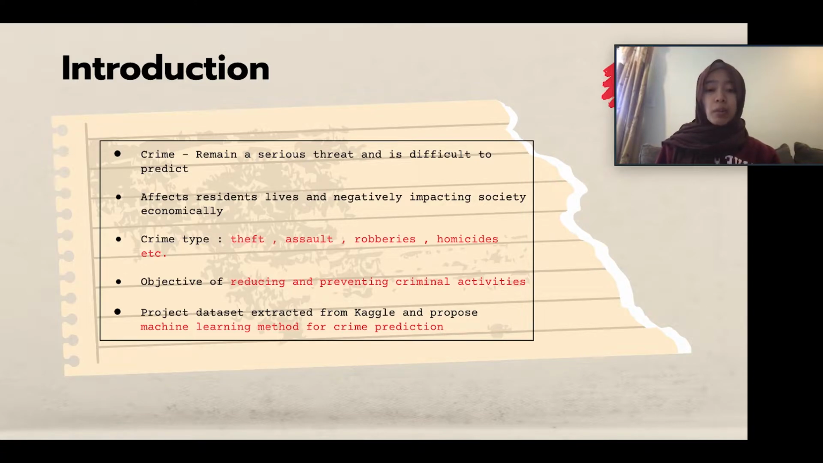Because of the changing crime patterns and how unpredictable crime can be, it is our group objective to help assist law enforcement agencies in designing optimum patrol strategies to prevent criminal activities. To do so, we have extracted a dataset from Kaggle and proposed a machine learning method for crime prediction.